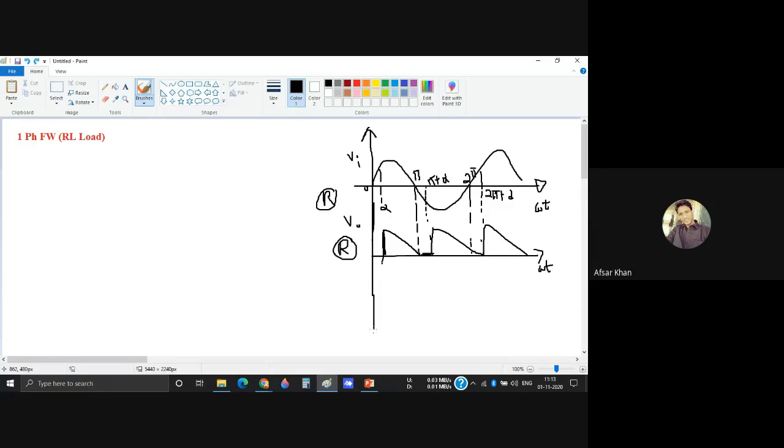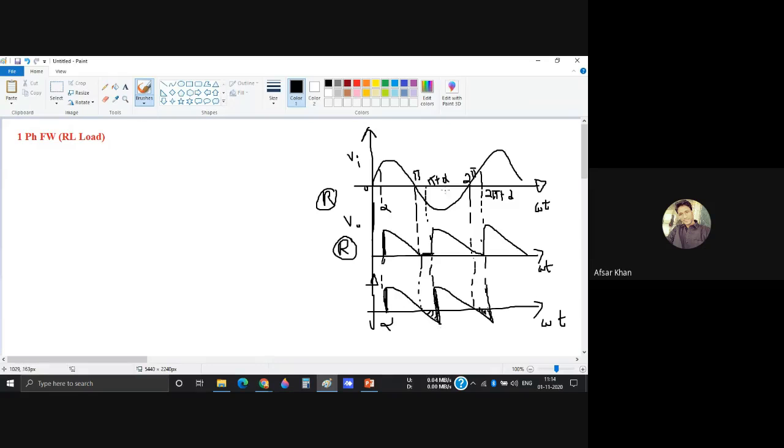Now, if it is RL load, inductive load, then for your conduction period, remember this. This is alpha. For RL load, students, due to the inductor, your output will not stop at this point. It will go to the negative cycle. Yes or no? Yes, sir. This means you are getting output in the negative cycle also.